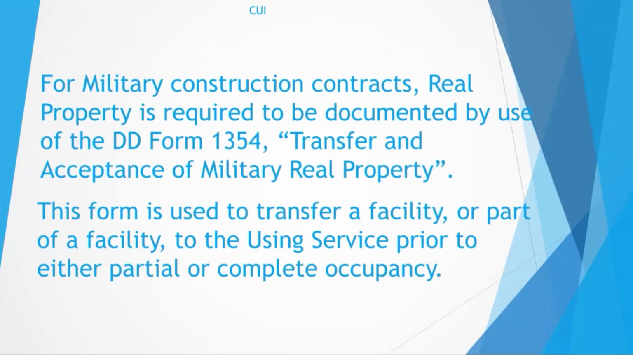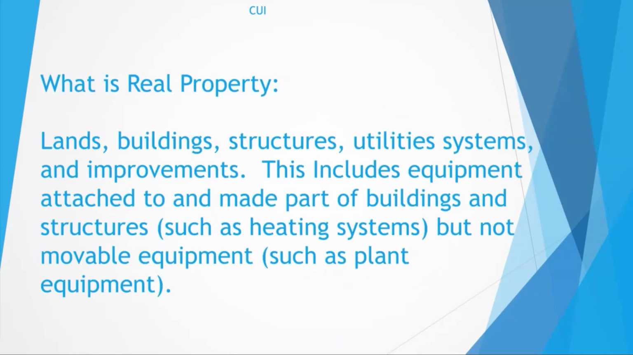For those of you that are not familiar, for military construction contracts, real property is required to be documented by the use of the DD1354, otherwise known as a transfer and acceptance of military real property. This form is used to transfer facility or part of facility to the using service prior to either partial or complete occupancy. Real property is known as land, buildings, structures, utility systems, or any other improvements. This includes equipment attached to or made part of the buildings and structures, such as heating systems, but is not movable equipment, such as plant equipment, air conditioners, that sort of thing.